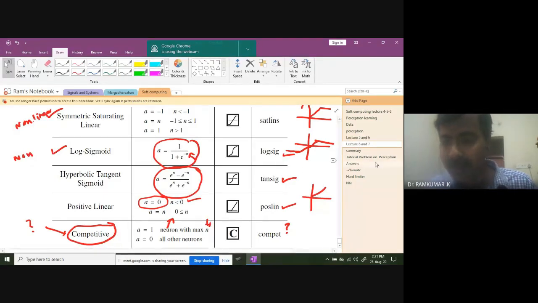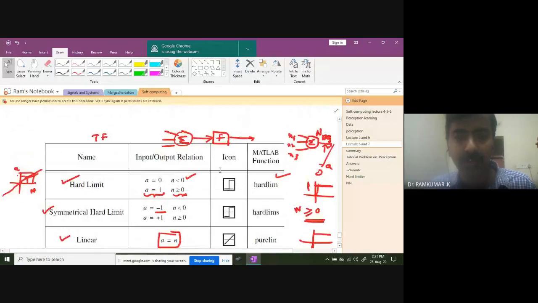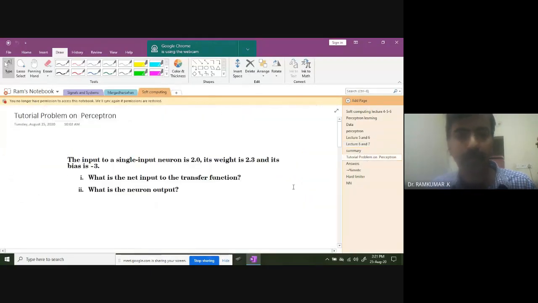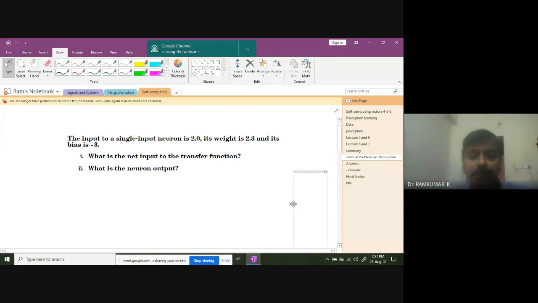Now with this in mind, let us take up some problems and try to think about them. Look at this hard limit function like this. The first problem is like this: the input to a single input neuron is a single input. Can you imagine how to draw the figure? It's a single input neuron, therefore I have only one input. It's 2, I am saying.